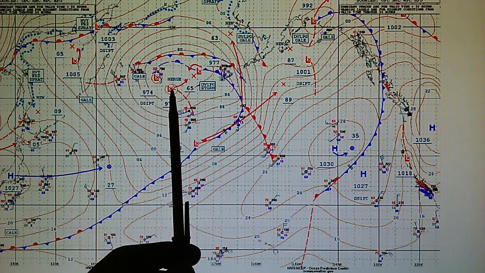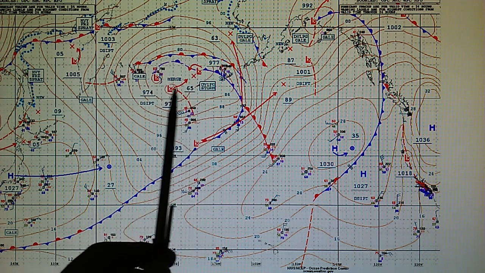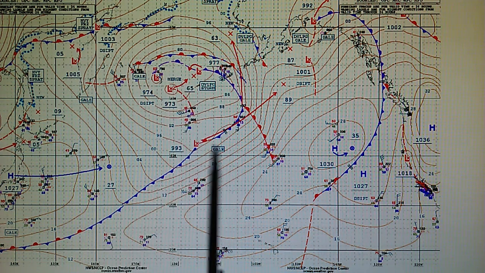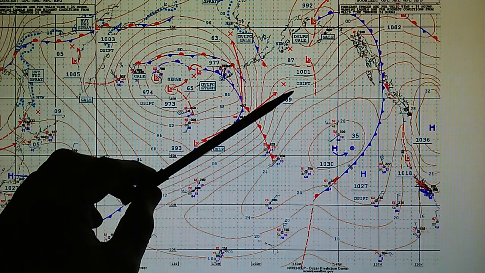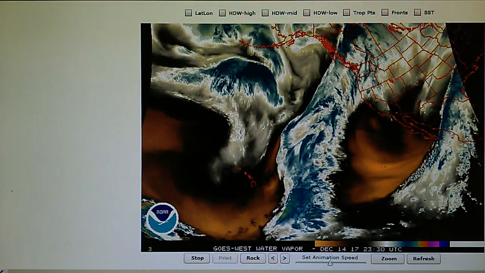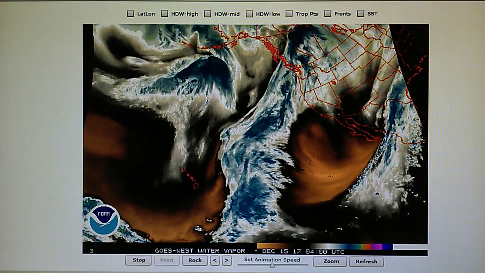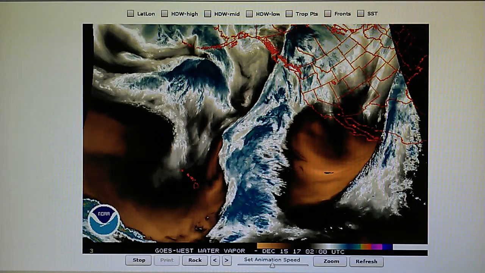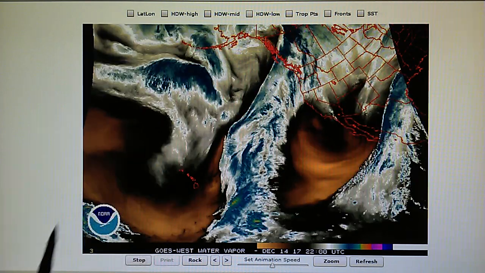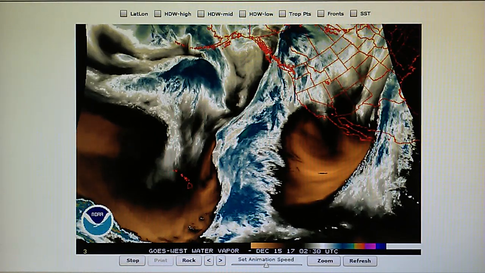We have, looks like, three lows spinning out here in the West Pacific, a developing storm right off the tip of the Aleutian Islands. And another gale force low right here, which is moving to the northeast. Let's take another look at the big map and we can see that. Looks like we've got that developing storm right here near the tip of the Aleutian Islands right there. All right, so there's no rain in the forecast.